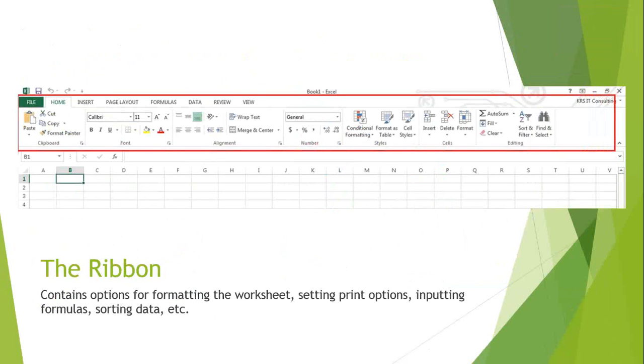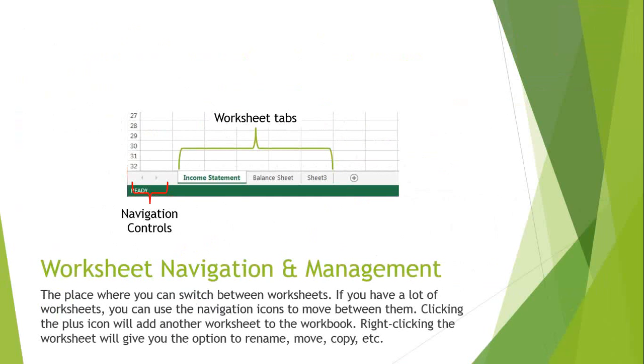At the top of the program is the ribbon, and it contains options for formatting the worksheet, setting print options, inputting formulas, sorting data, etc. At the bottom of the program is where you can manage and navigate between your worksheets. At the bottom left, you can use the left and right arrow buttons to move between the worksheets. On the right side, you can click the plus sign to create a worksheet. And right-clicking any of the worksheets will give you the option to rename, move, and copy.